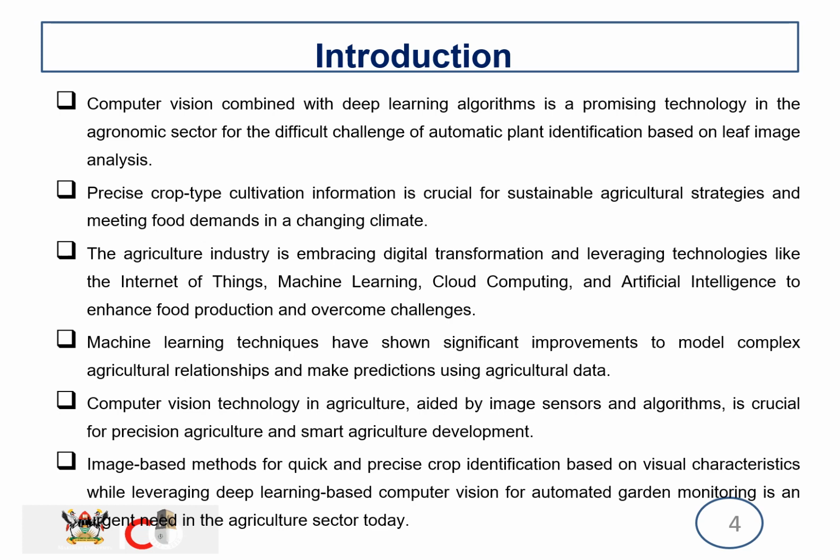In this project, we use image-based methods for quick and precise crop identification based on the visual characteristics of the plant or crop, while leveraging deep learning-based computer vision for automated garden monitoring, which is an urgent need in the agriculture sector today. We need something that can give us a quick and precise identification of where this type of crop falls.